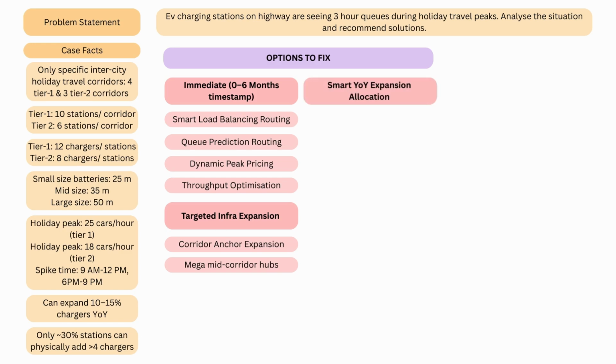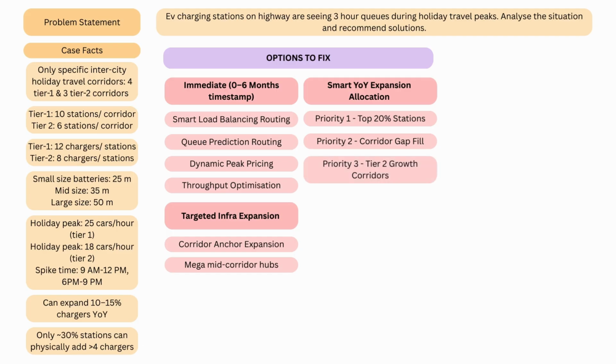Third is smart year on year expansion allocation. Priority 1 would be the top 20% stations handling around 50 to 60% of the demand. We give the majority of new chargers here. Priority 2 is corridor gap filling. We try to add new stations between overloaded nodes. Priority 3 is tier 2 growth corridors. Here we start adding early before the demand explodes.